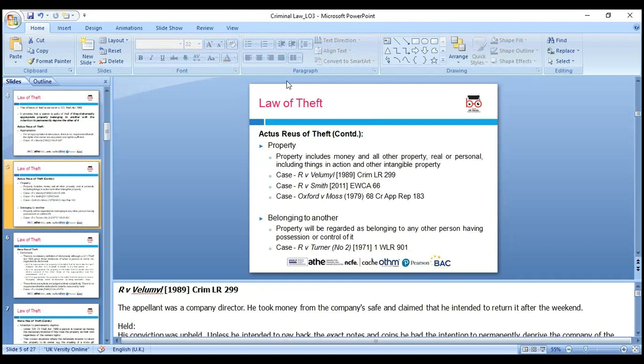This is one of the further elements: property. So property includes money and all other property. I'm not sure whether you have heard about or learned about the Proceeds of Crime Act. Yes? No? So we need to look at proceeds of crime. If you're holding criminal property, you can be charged with a crime as well.